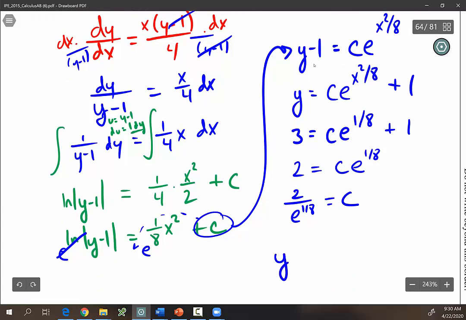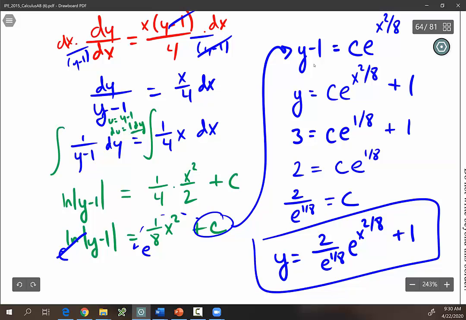And so that means our answer will be y equals 2 over e to the 1/8 times e to the x squared over 8 plus 1. And that's a perfectly fine answer. And I would leave it like that.